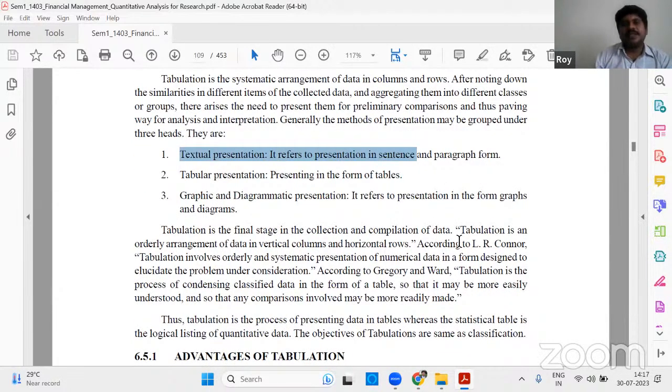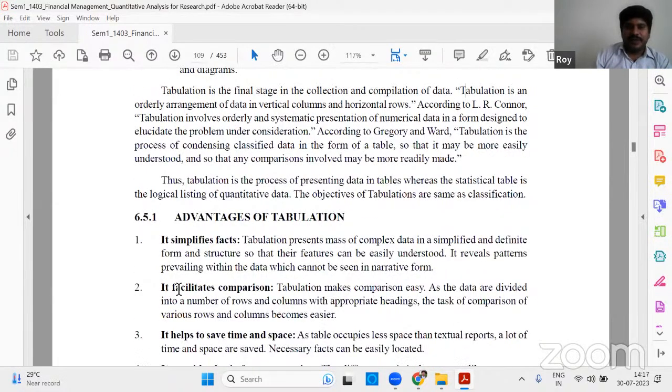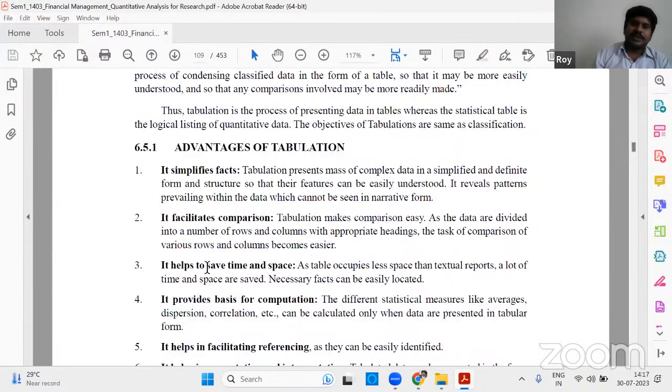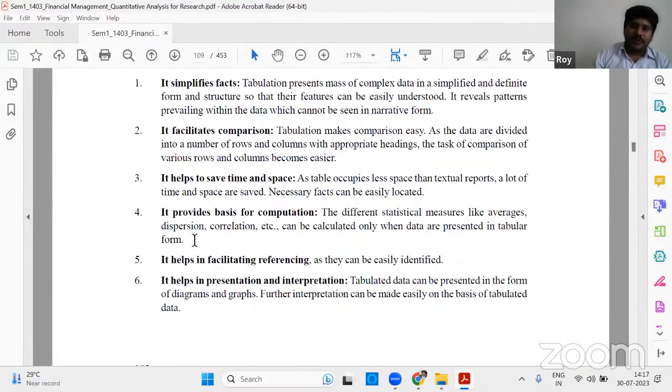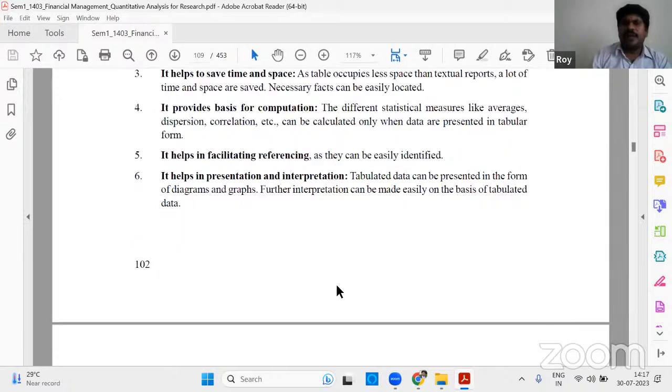Tabulation is the final stage in collection and compilation of the data. After you collect the data, you should keep them in table form. This is very important. Advantages: it simplifies the data, facilitates comparison, saves time and space, and is the basis for computation. What will happen if you keep all the data in columns and rows or in an Excel sheet? It is very easy for us to calculate.